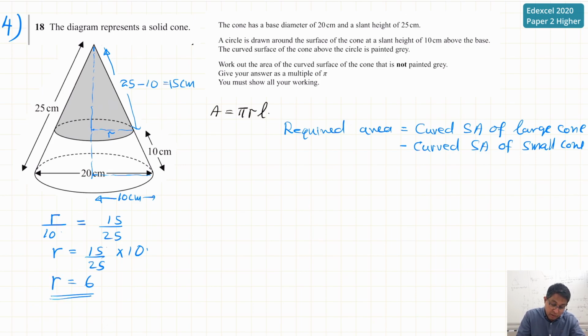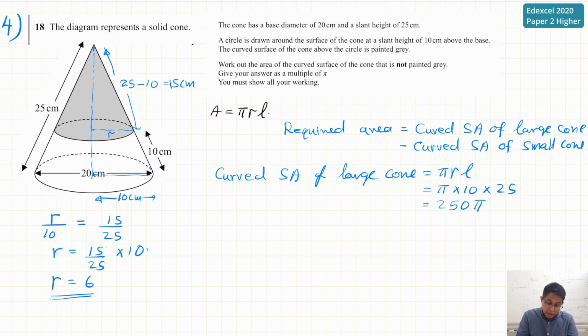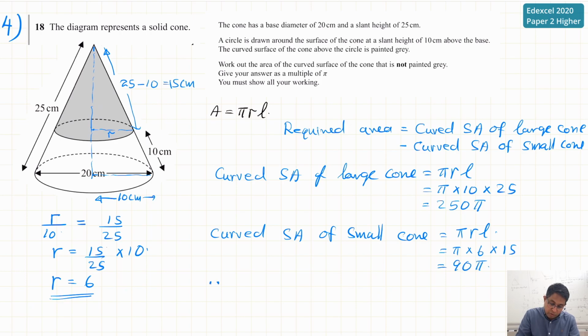Now you can find the curved surface area of the large cone. It's given by pi RL. R is 10, L is 25. This is equal to 250 pi. Now you can find the curved surface area of the small cone. That's again given by pi RL. We found R as 6, and L is 15. This is equal to 90 pi. Therefore, required surface area equal to 250 pi minus 90 pi. That's equal to 160 pi.